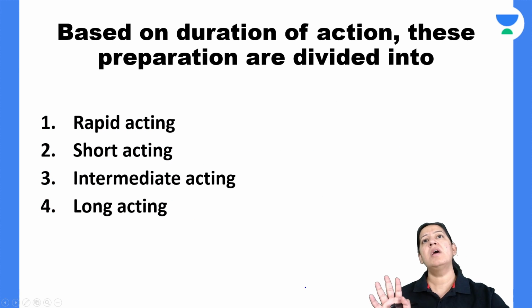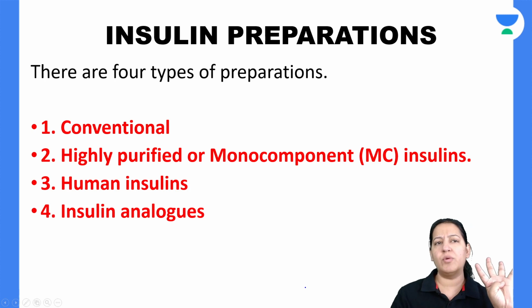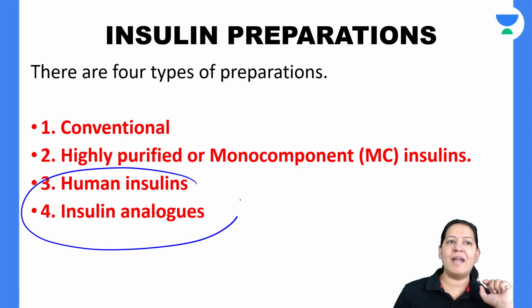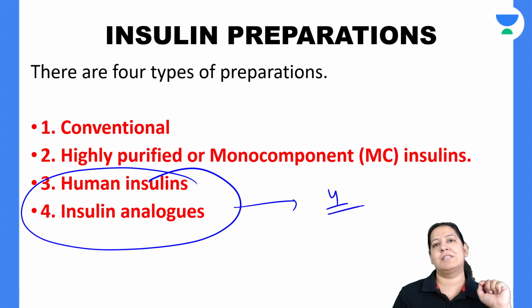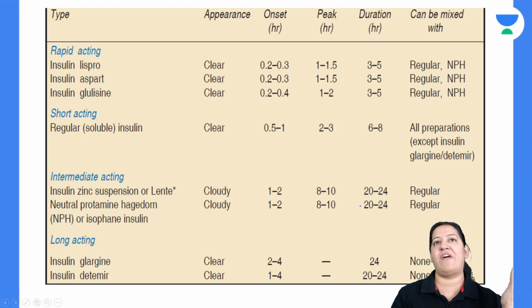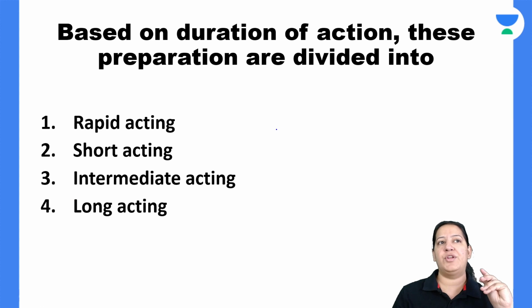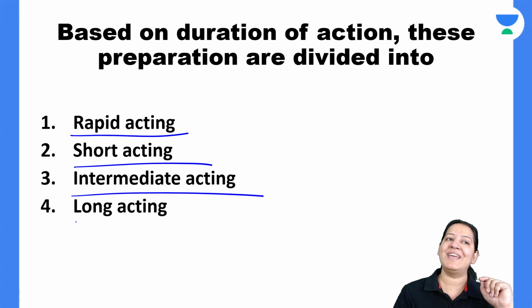Based on the duration, these preparations are divided, not only insulin analogues, human insulin and insulin analogues are divided into 4 types. Total 4 types based on their onset of action and duration of action. Rapid acting, short acting, intermediate acting and long acting.